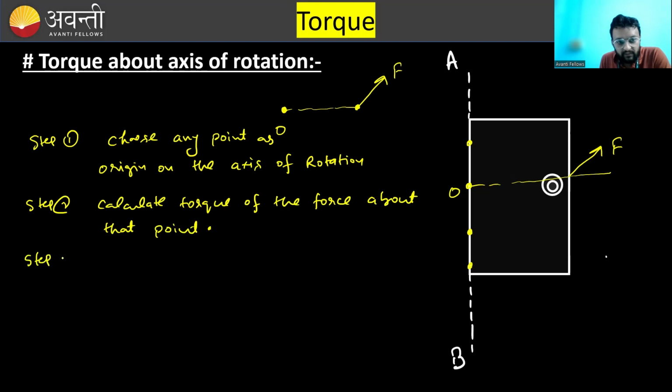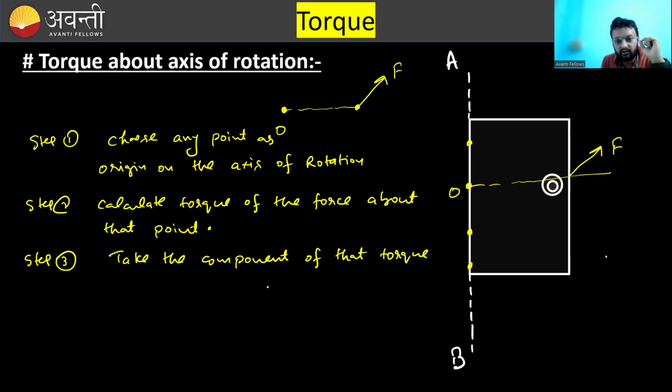Now the main step came. Third step. What does it say? It says take the component of that torque that you have calculated about the axis AB. Is it clear? These three steps, these are the basic steps.